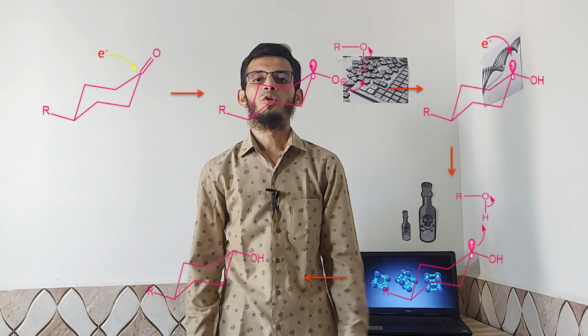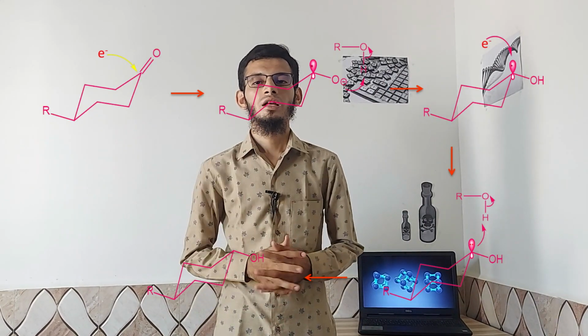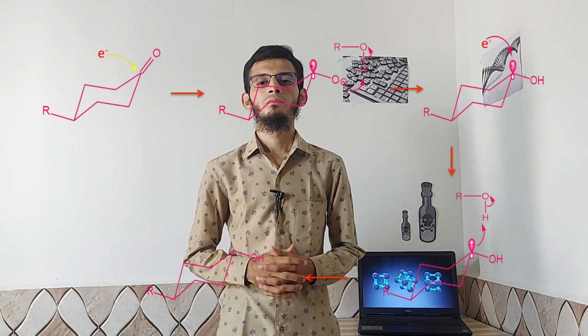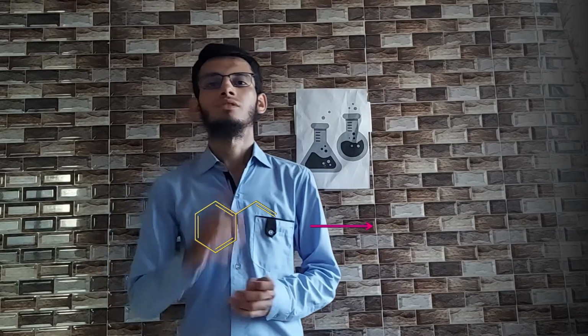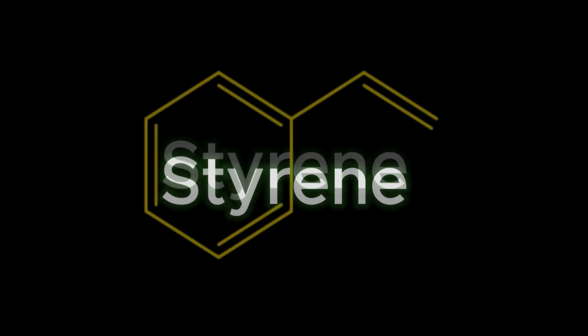You can also see the mechanism in chair form. But remember one thing, that the OH group must be at the equatorial position, because trans product will be more stable than cis, because in cis product there will be 1,3 diaxial interaction. Similarly, styrene gives this. But how?